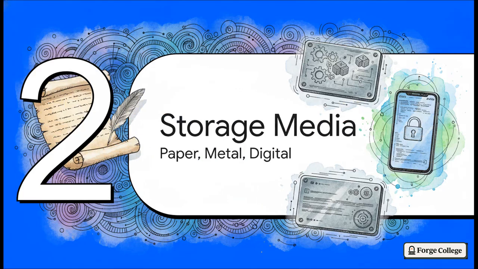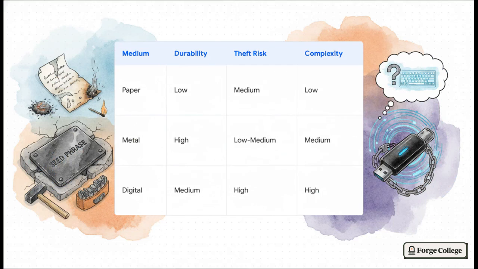Moving on to Section 2, storage media: paper, metal, and digital. You can't just type this phrase into a regular notes app on your phone and call it a day. We have to look at the actual physical materials we use to forge this key. When you compare the trade-offs, the differences are pretty stark. Look at paper. A handwritten copy is super cheap, it's easy, and it has practically zero operational complexity. But its durability? Terrible. It burns, it fades, water destroys it completely.